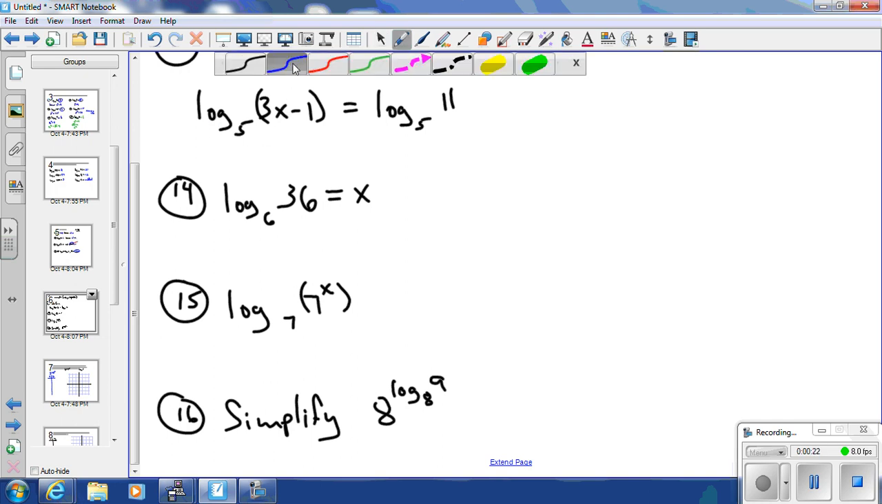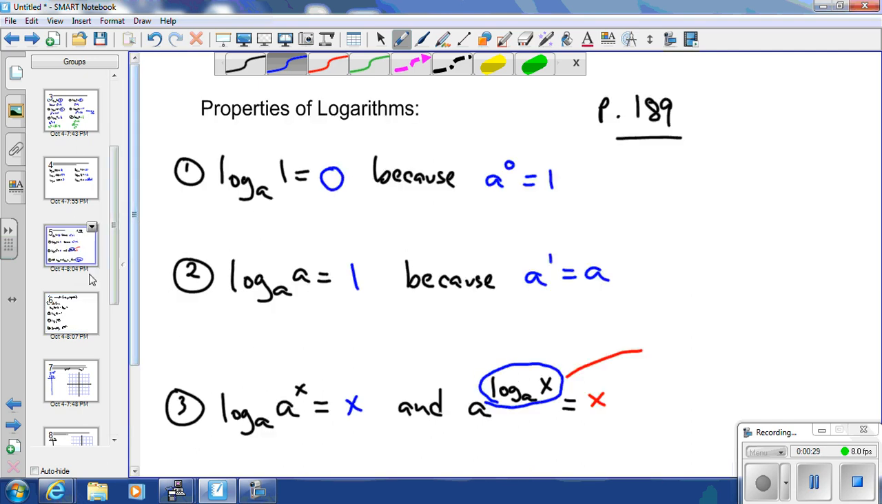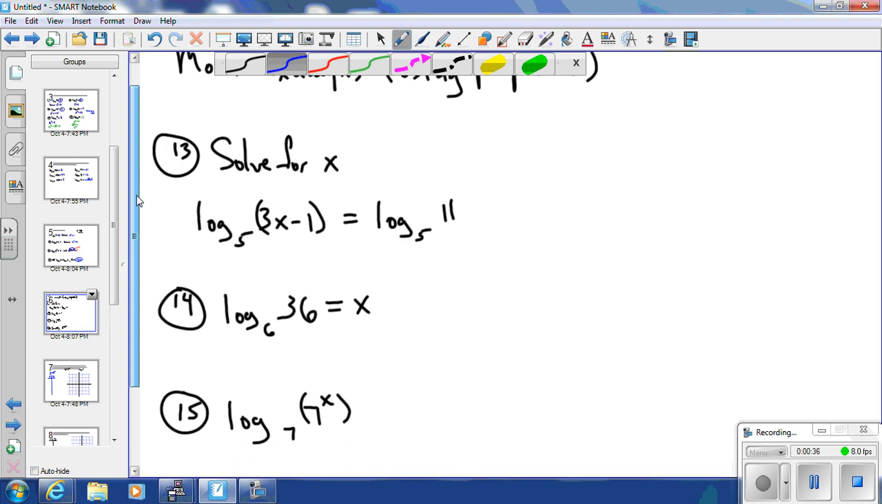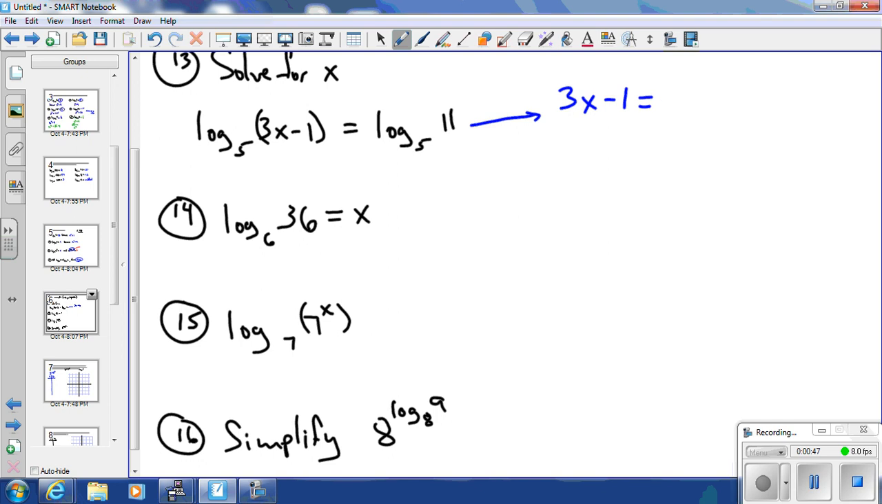So how this first one works out, using the properties on the previous slide that we had just finished looking at, these properties here, which you will find on page 189. You might want to go there and look. So the first one, log base 5 of something equals log base 5 of something. Well, the only way that's possible is if those two somethings are in fact equal. So 3x minus 1 will equal 11. So we'll solve that. 3x equals 12. Therefore, x will equal 4.